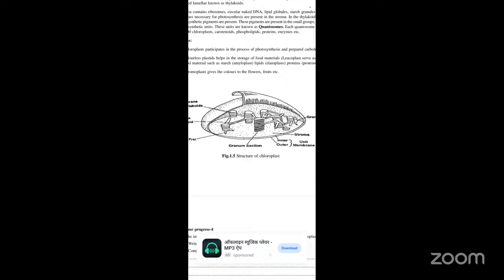Next one is the microbodies. Microbodies are of two types, the peroxisomes and glyoxysomes. Peroxisomes are mainly a single membrane model.